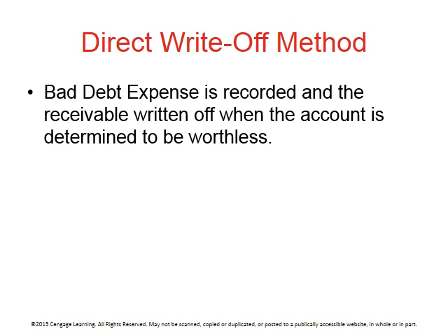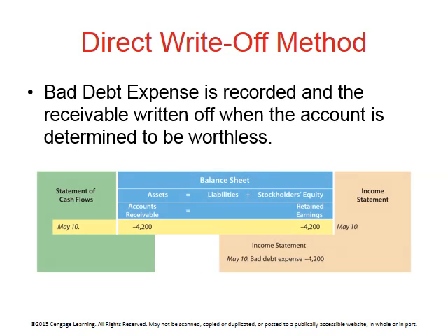So what the direct write-off method tells us is that the receivable is written off when the account is determined to be worthless. What does that mean, determined to be worthless? That means it can't be collected. So Joe did some work for ABC Company in August. He sent him an invoice, but he found out the owner of ABC Company fled to Ecuador. Well, that invoice is uncollectible. It's worthless. So under the direct write-off method, we're going to write it off.